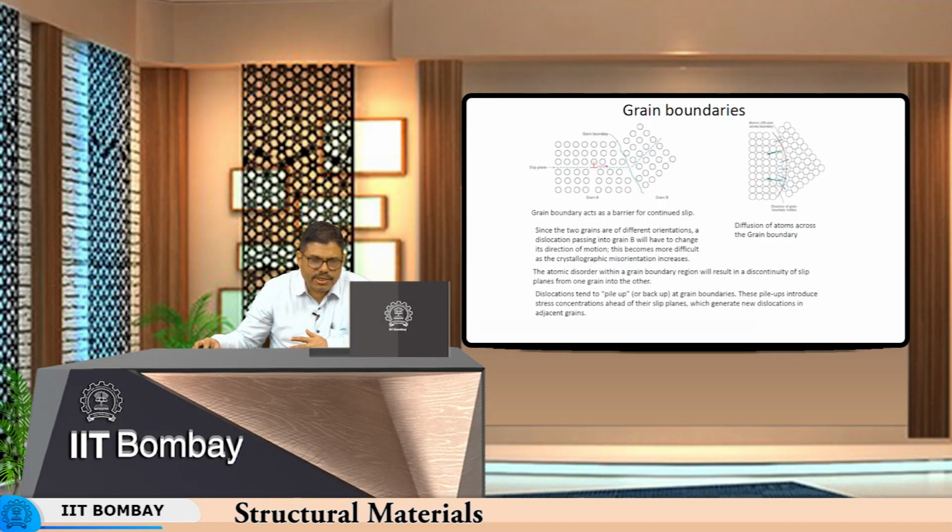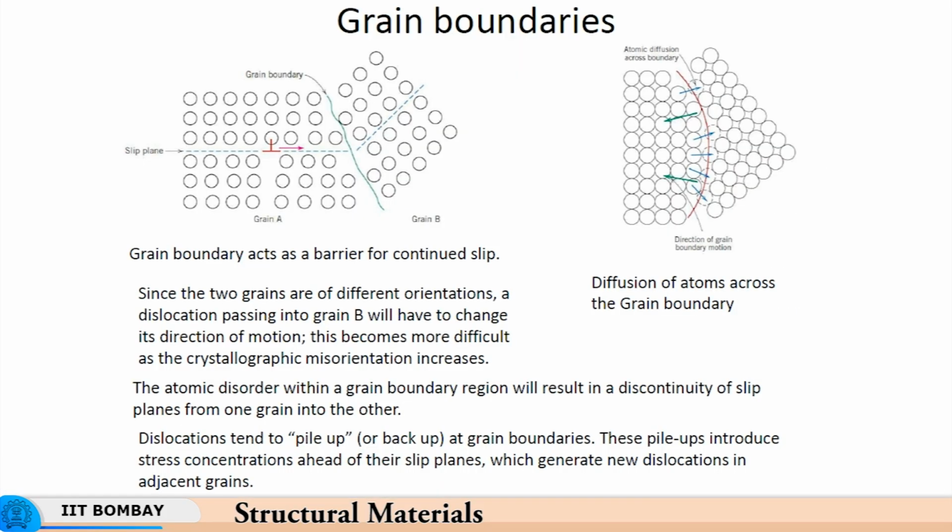I have already discussed the various points which are mentioned here. So, the atomic disorder with grain boundary region will result in discontinuity of slip planes from one grain to another, due to which the dislocation pileup takes place at relatively low temperatures. At high temperatures, the dislocation activity is relatively very small, and the grain boundary activity is large because of the viscous nature of the grain boundary.